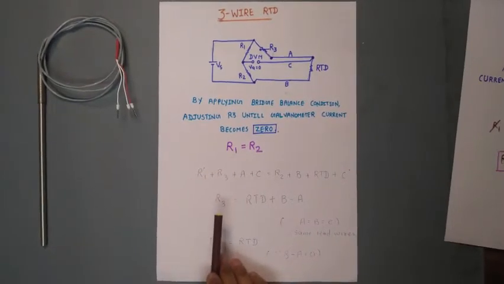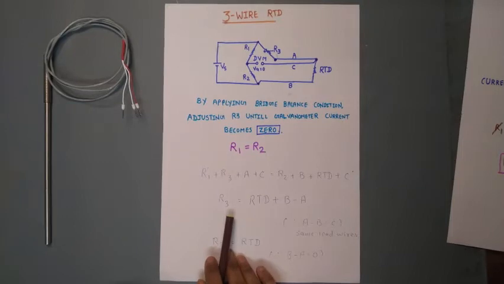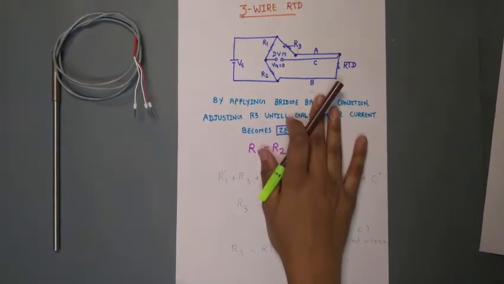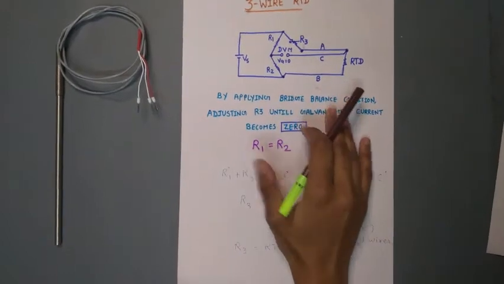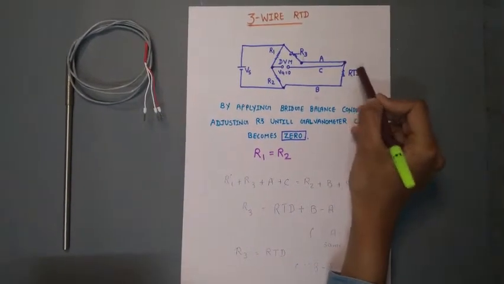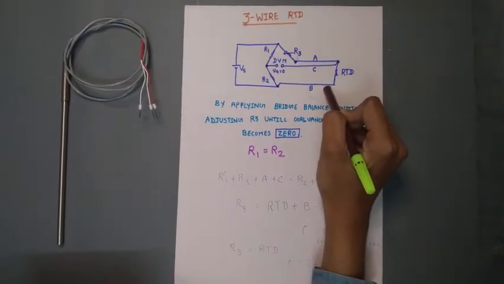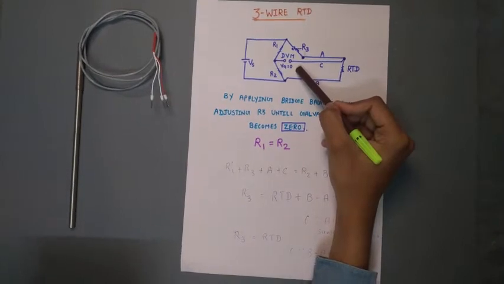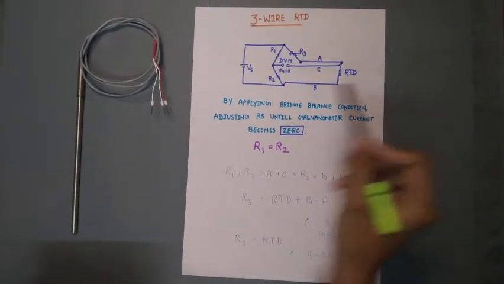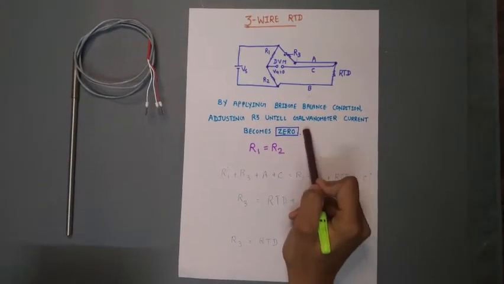As you can see, lead wire value is added in 2-wire RTD, so it may give errors. That case will be compensated with 3-wire RTD by applying an extra lead wire. You can see here the RTD is connected with 3 lead wires A, C and B with a Wheatstone bridge. By applying the bridge balance condition, we adjust R3 until the galvanometer current becomes 0.